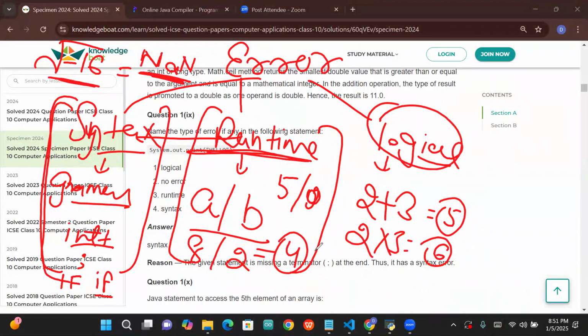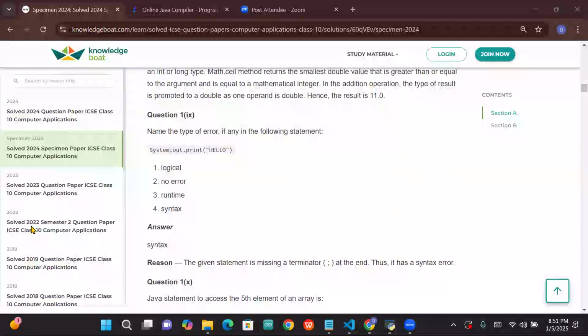Logical error means your program logic is not correct. I'm asking you to write one logic, you are writing another logic, and you are not getting the desired output, but there is no error. Actually, in a logical error the program will compile and run successfully. You will not get any kind of error, but you are not getting the desired output.